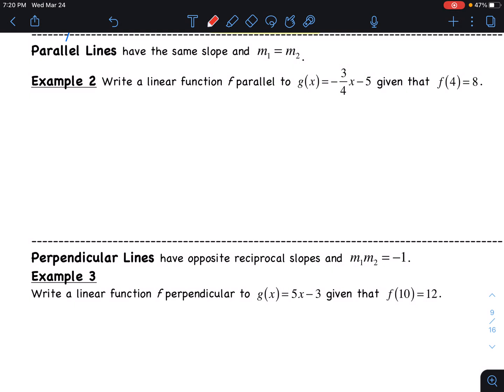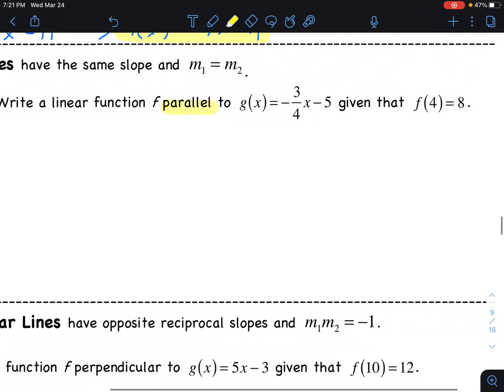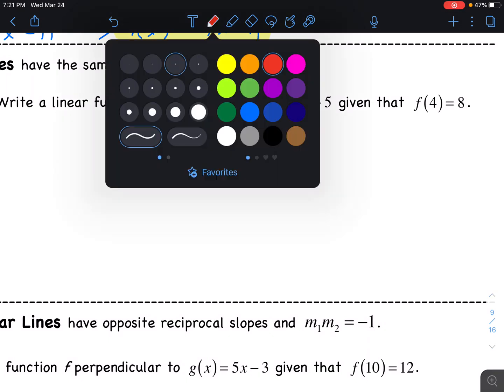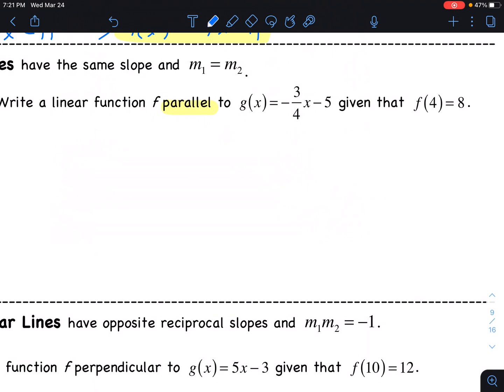Write a linear function f that is parallel to g. Now g's function is negative 3/4 x minus 5, given that f of 4 equals 8. Well, let's break this down. Remember, to have an equation, we need a slope and a point. Your point is 4, 8. That's going to be your x1 is 4, y1 is 8. Your slope you're going to get from this function g of x.